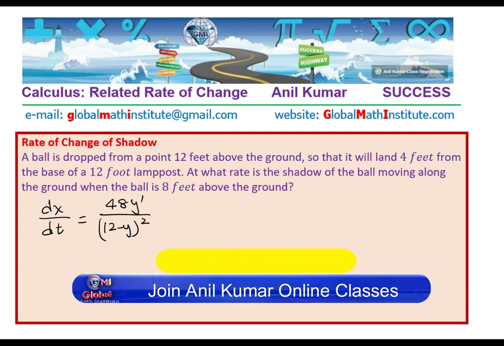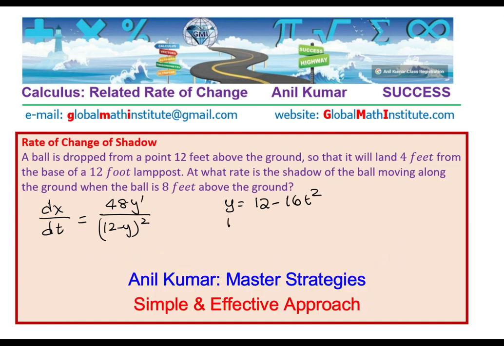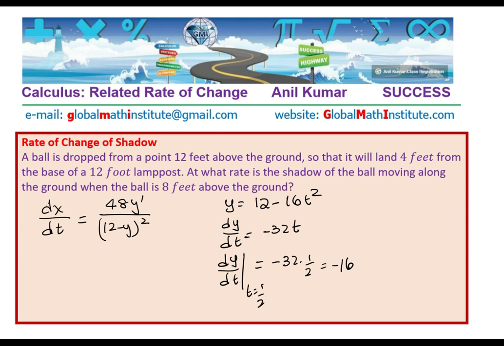Okay, so we also found that the equation for the height y was 12 minus half g t square, so was 16 t square. So from here we can find the derivative dy/dt will be minus 32t, right? Now since we know t equals half, dy/dt for t equals half is minus 32 times half, which is equal to minus 16. So we have y prime now, correct?